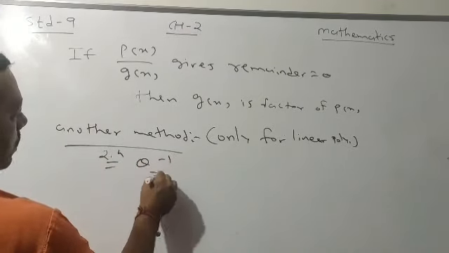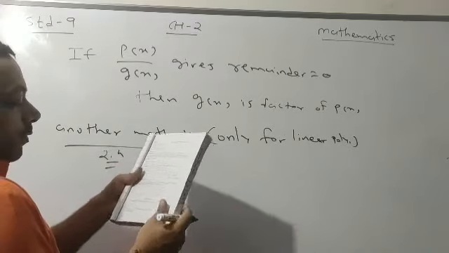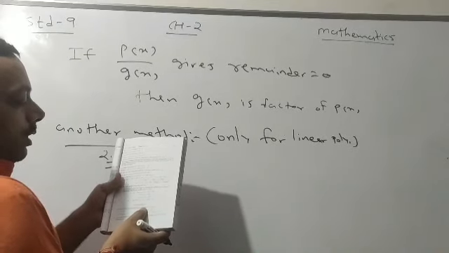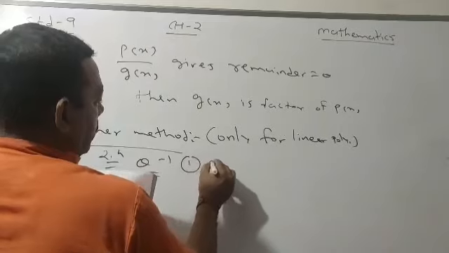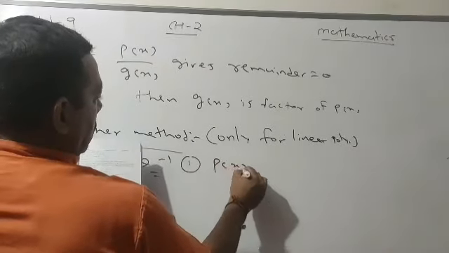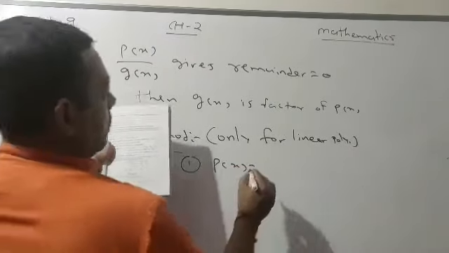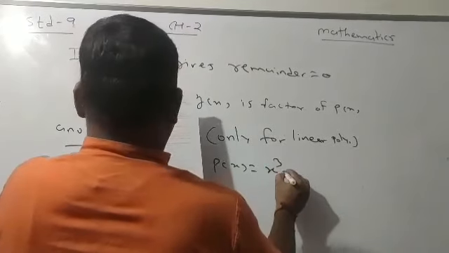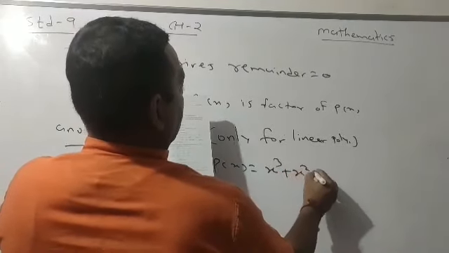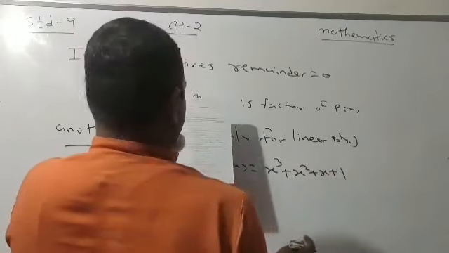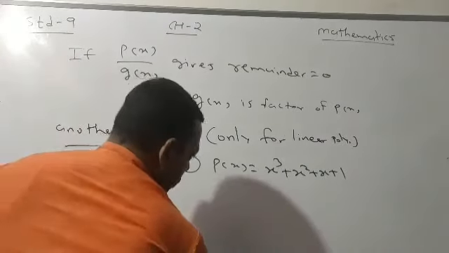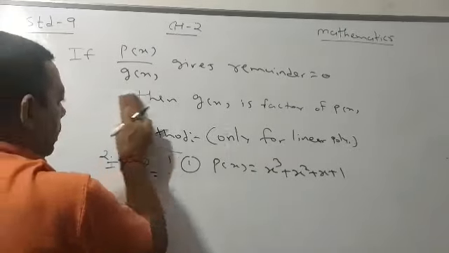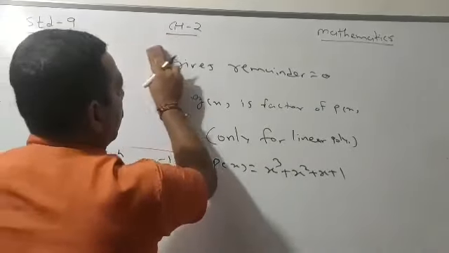The first question is: determine which of the following polynomials has x plus 1 as a factor. Now the first sub question: P(x) is given as x cube plus x square plus x plus 1. Now there are two methods. I will solve the same question by both methods and then we will decide which method we will follow.